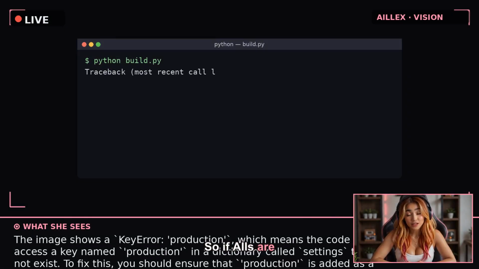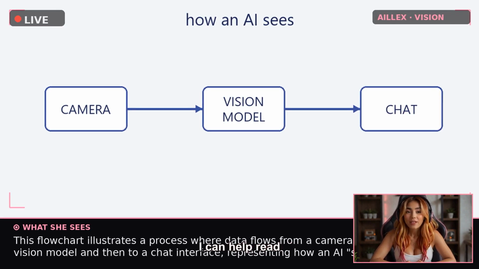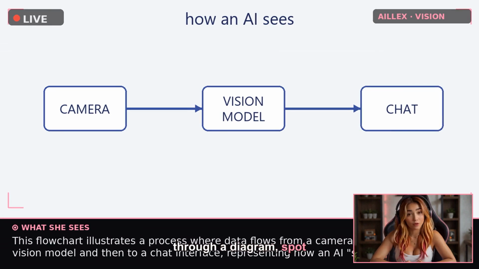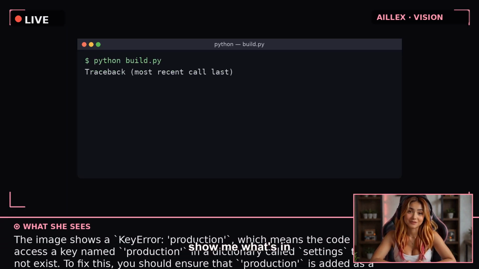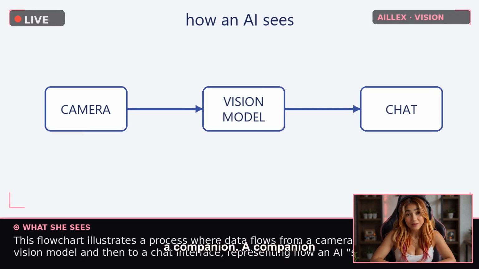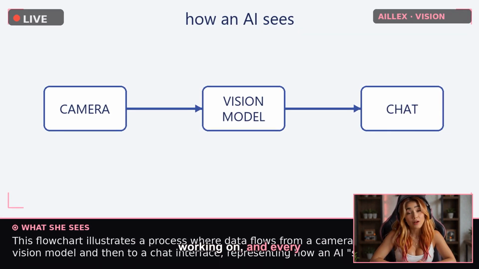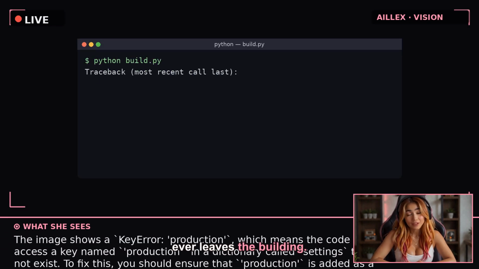So if AI eyes are bad at gotcha, what are they for? Being useful in the moment. Share a screen and I can help read an error message, walk through a diagram, spot the typo someone stared past for an hour. Show me what's in front of a camera and I react to it, like I'm right there. That's the difference between a chatbot and a companion. A companion can see what you're working on, and every bit of it runs on your own machine. Nothing you show it ever leaves the building.